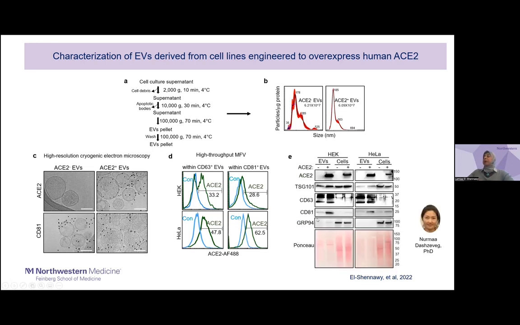And finally, using conventional Western blotting, we found that expression of ACE2 was associated with the vesicles isolated from or derived from ACE2 positive cells, and they are associated with exosomal markers, which was not the case in the vesicles isolated from the control ACE2 negative cells. Those vesicles expressed no ACE2. So now we have a very nice model. Let's start the functional assays.